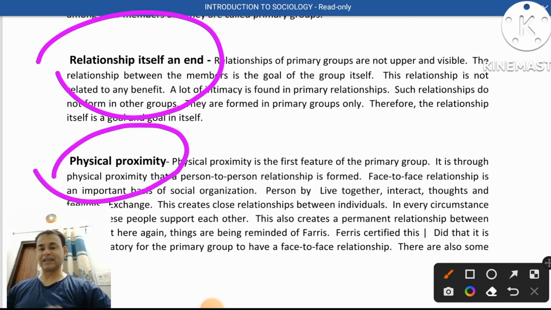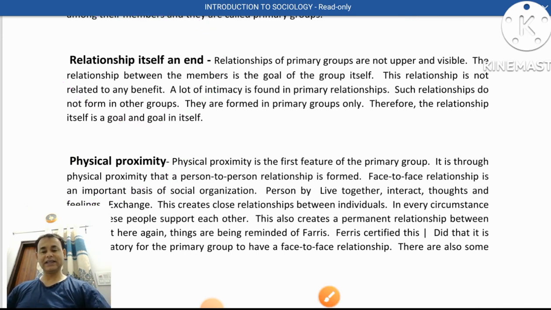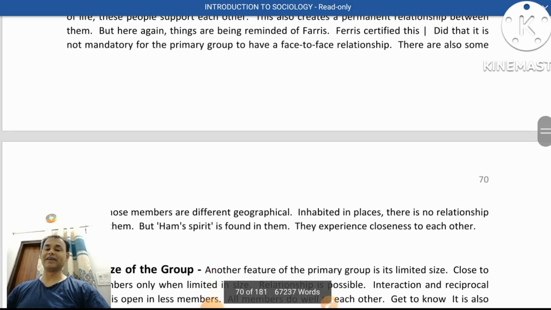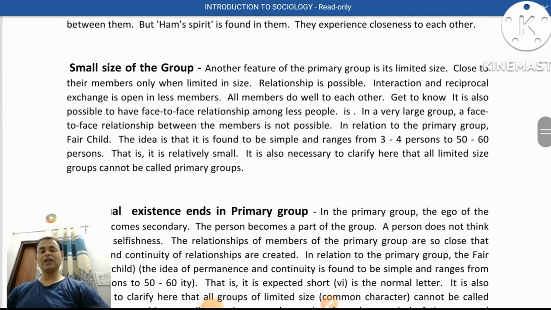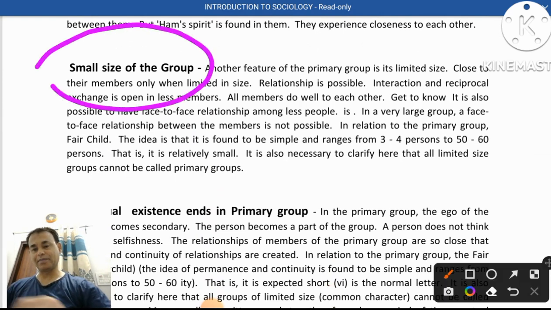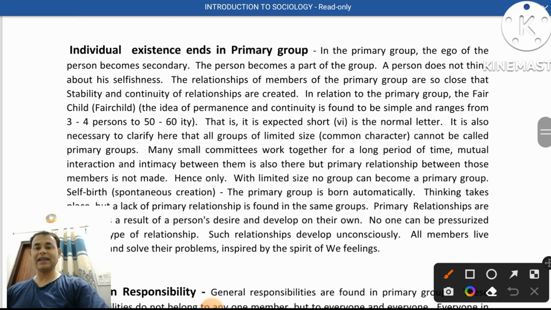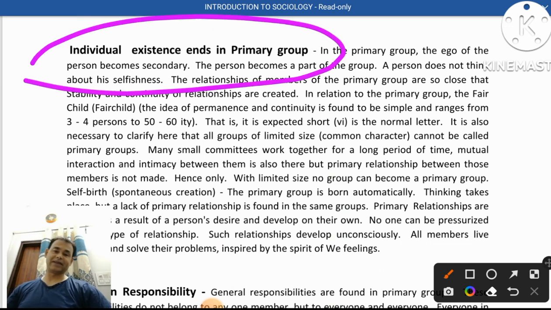Physical proximity. Physical proximity is the first feature of primary group. It is through physical proximity that a person-to-person or direct relationship is formed. A small size of the group: primary group is small in size and secondary group is large in size. Due to the small size, there is a close relationship. Limited size, direct relationship, physical proximity, and individual existence in primary group.